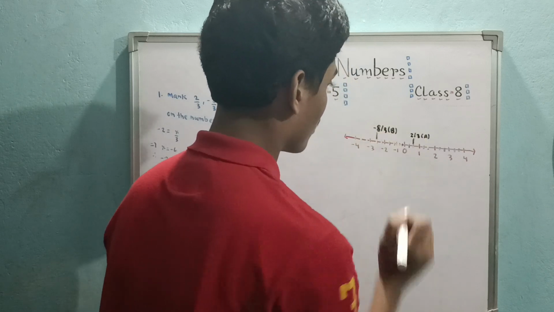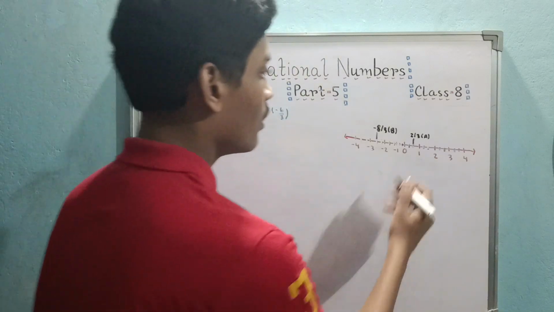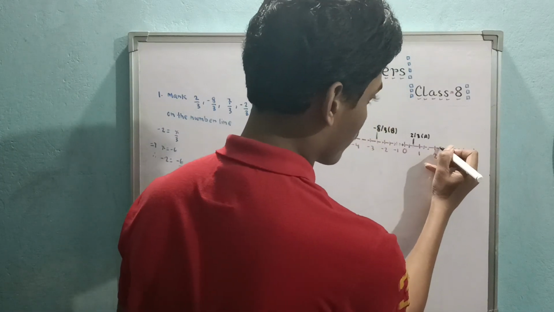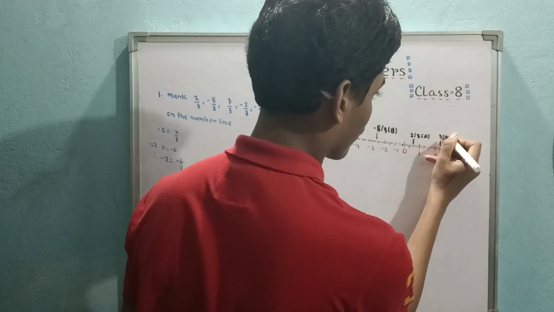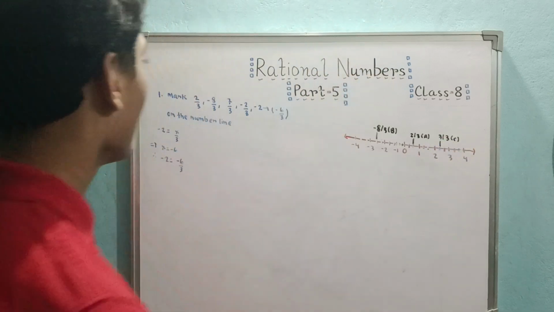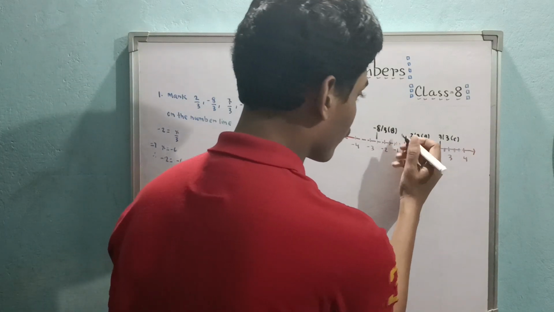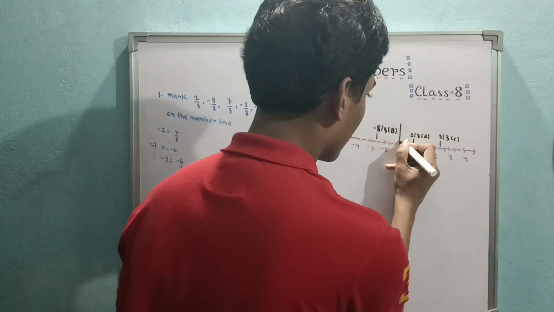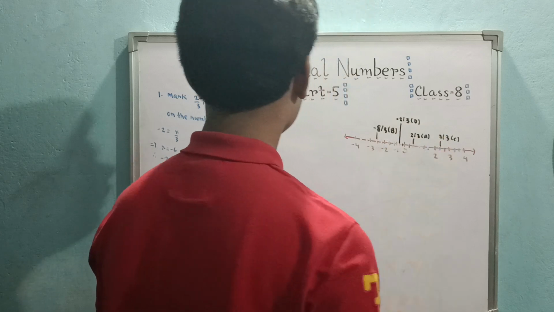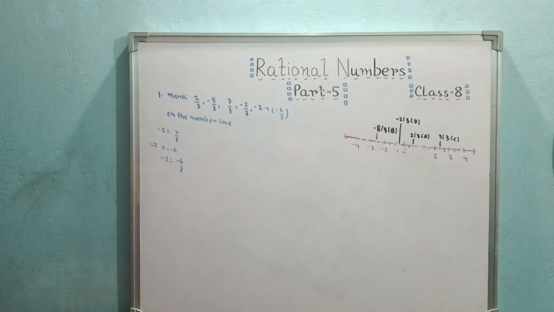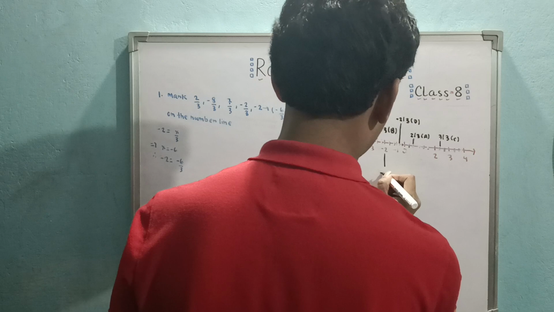Call this B. Then 7 by 3, which is 2 whole 1 by 3, so after 2 comes 1 by 3 here. This number, 7 by 3, is C. And then minus 2 by 3: 0, minus 1 by 3, minus 2 by 3. This number is D. And then minus 2, you already got it as minus 6 by 3, so this is minus 2 directly, you can see. This is E.